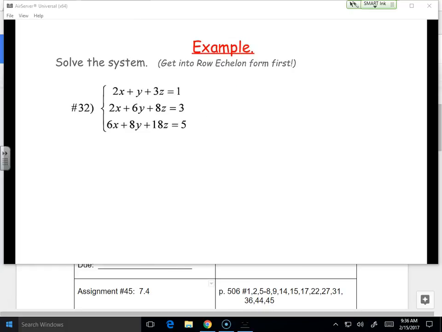So let's do another example. What do you guys want? Do you want a minute or two to try starting the system? Okay. Let me give you a couple minutes. I'm just going to help out a little bit.